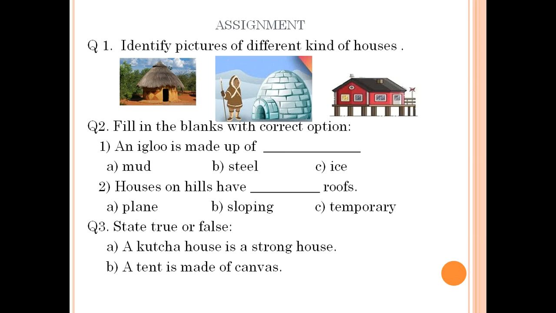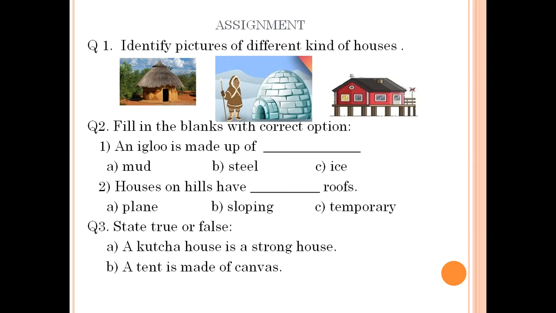Like the first part is, an igloo is made up of. Your first option is mud, second option is steel, and the third option is ice. Your second question, houses on hills have dash roofs. Which kind of roofs? Plain, sloping, or temporary?